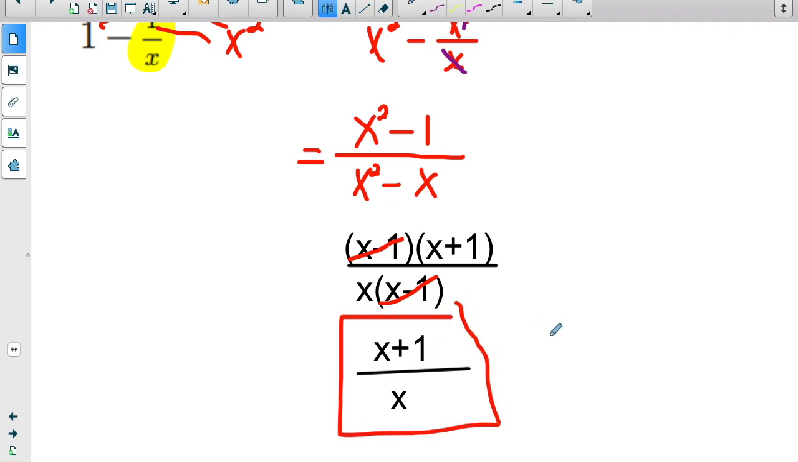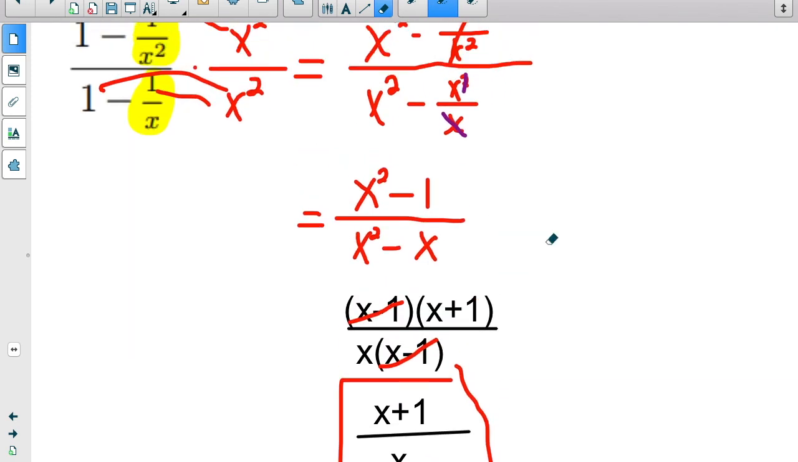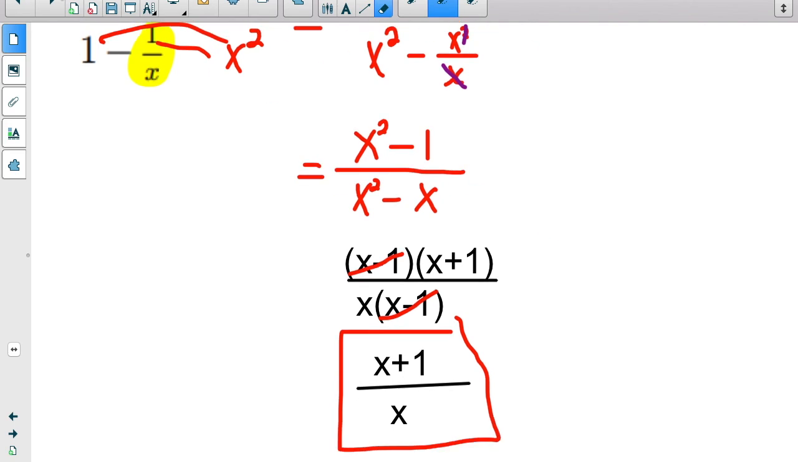And we do have some restrictions, because we did have something simplify out on top and bottom. And we'd have to say that x cannot equal 1. Now we can list 0, but that's fine. And really for this here, we're not going to do much restrictions with our complex fractions. We're not going to be worried about that. And that's it for this part here.